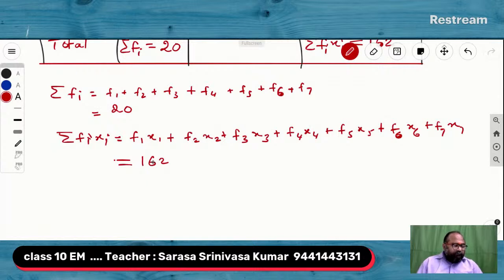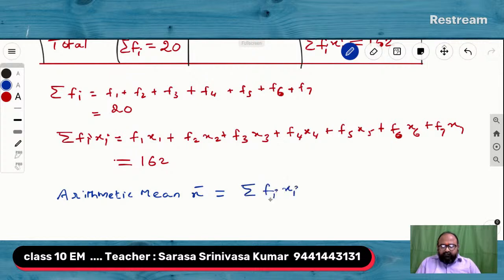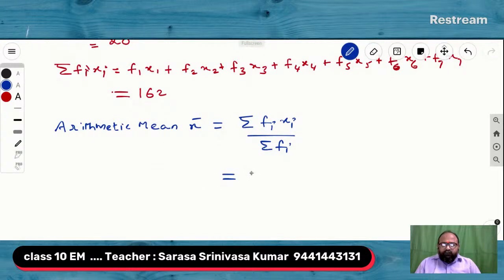Then what is the formula for arithmetic mean? Therefore, arithmetic mean x bar equals sigma fi xi by sigma fi. So this is equal to 162 by 20. So this is 8.1.